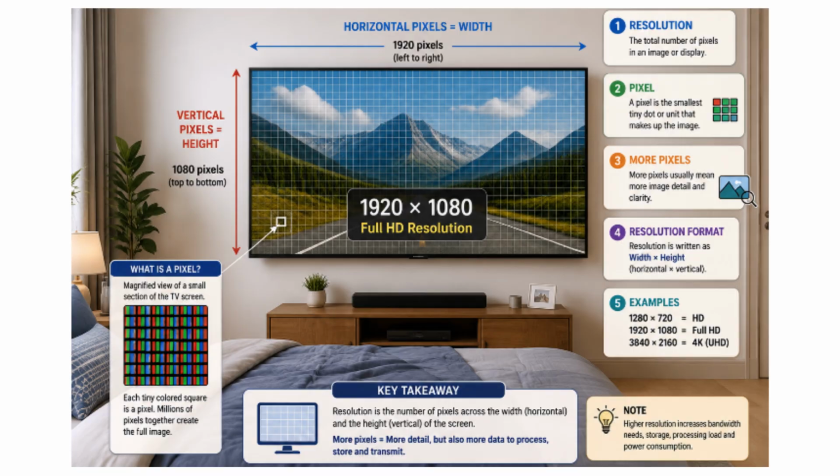This image explains resolution using a simple LCD TV example. Resolution tells us how many pixels make up the image on the screen. The first number, 1920, represents the horizontal pixels across the width of the display. The second number, 1080, represents the vertical pixels from top to bottom. A pixel is the smallest unit of the image, like a tiny colored dot. When millions of pixels combine, they create the full picture. Higher resolution usually gives more detail and clarity, but it also increases data, storage, and processing requirements.